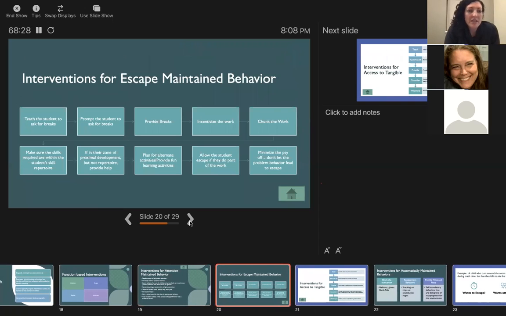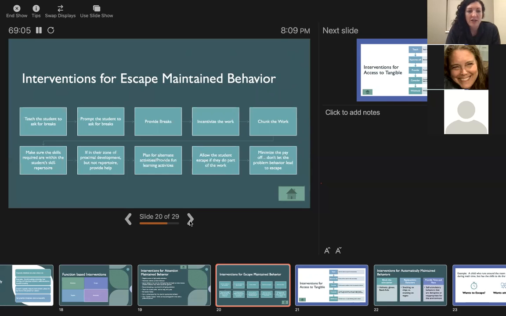Interventions for escape maintained behavior. Biggest thing, and you guys probably hear it all the time, but it is very important to teach students to take breaks, to ask for breaks. What they're allowed to do during the break needs to be not super reinforcing. So I oftentimes will put an intervention in place, I call them frustration breaks and earned breaks.